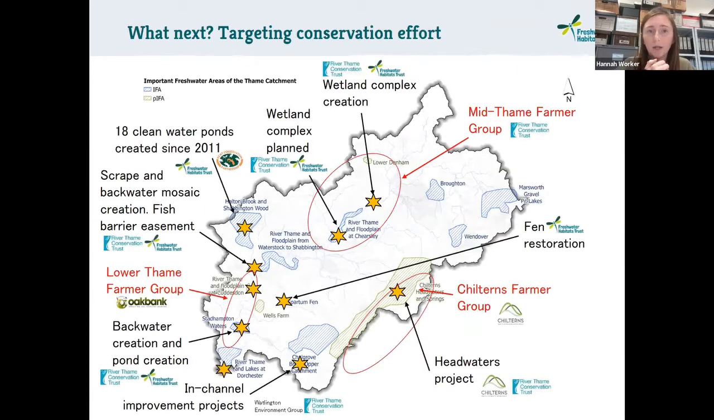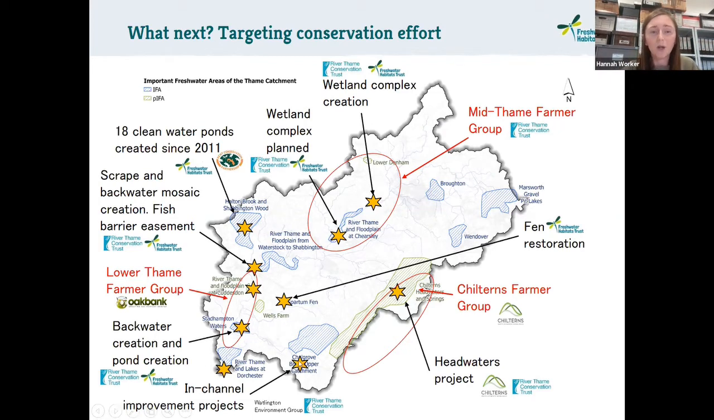So this is showing what we do with it next. We have this data, we know where the key areas for freshwater wildlife are in the catchment. And now, how as a partnership are we taking this forward? I thought it'd be quite nice to go through this because it's actually the key part of how you use the data.